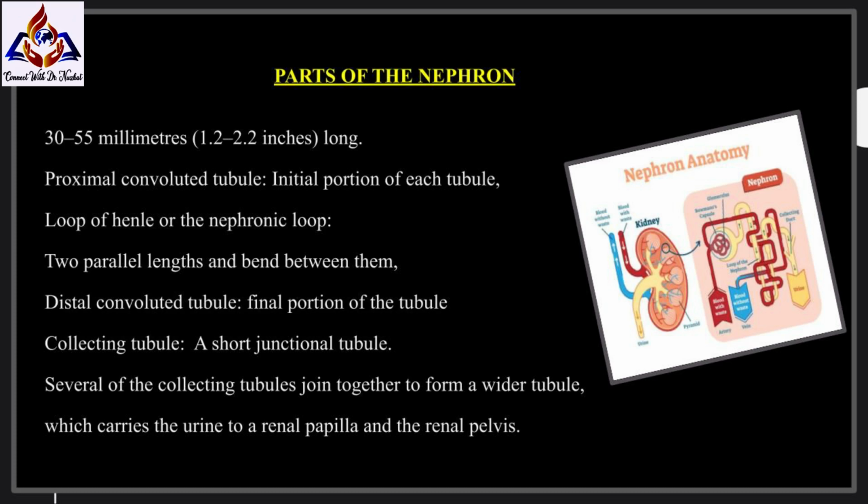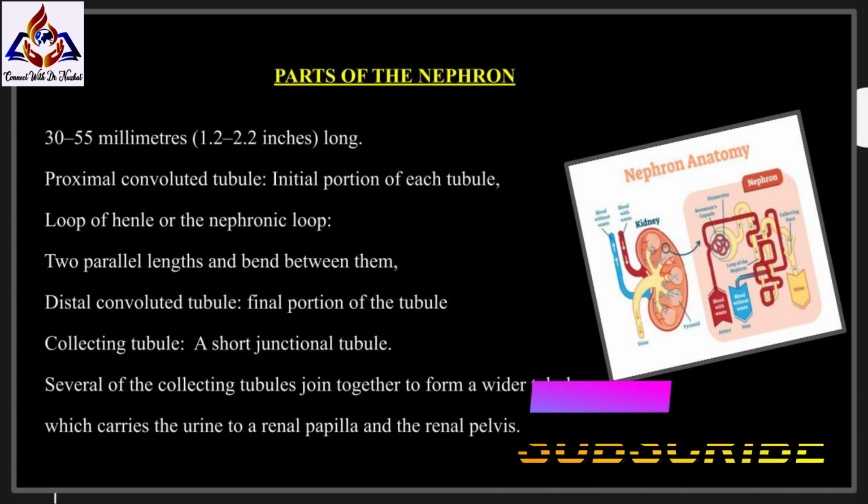The corpuscles and the initial portion of each tubule, called the proximal convoluted tubule, lie in the renal cortex. The tubule descends into a renal pyramid, makes a U-shaped turn, and returns to the cortex at a point near its point of entry into the medulla. This section of the tubule, consisting of the two parallel lengths and the bend between them, is called the loop of Henle or nephronic loop.